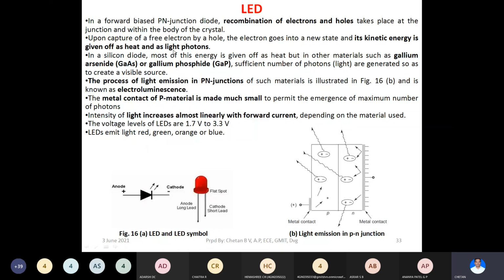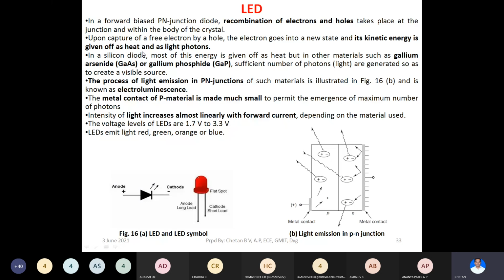This process would happen in a normal PN junction diode, which is made of silicon or germanium. But in the case of a PN junction diode made of materials like gallium arsenide or gallium phosphide, the amount of heat generated during recombination will be less, and the amount of light generated will be more, right?